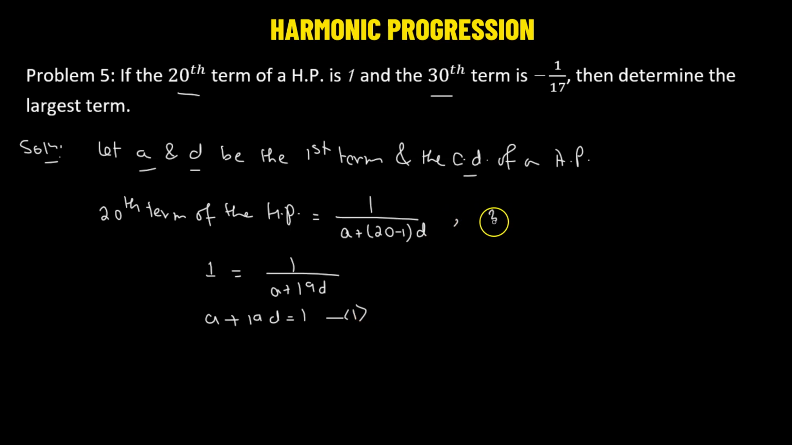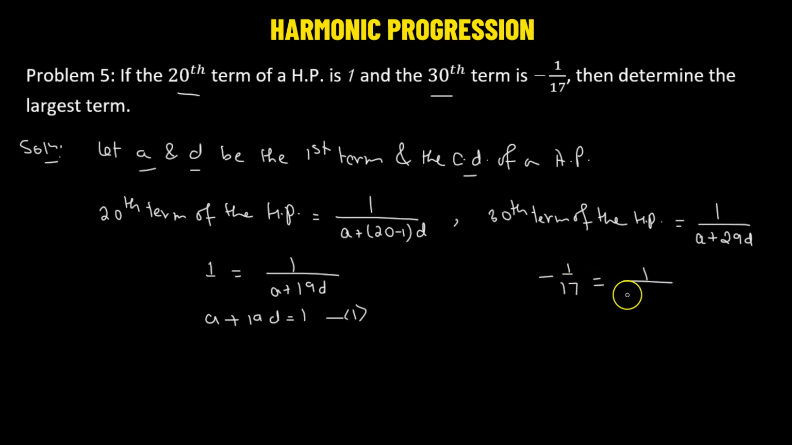It's also given that the 30th term of the harmonic progression is 1 over the 30th term of the AP, so we have a plus 29d. It's given that the 30th term is negative 1 over 17. So this equals 1 over a plus 29d, or we can take the reciprocal on both sides and rewrite the equation as a plus 29d equals negative 17. Let this be number 2.